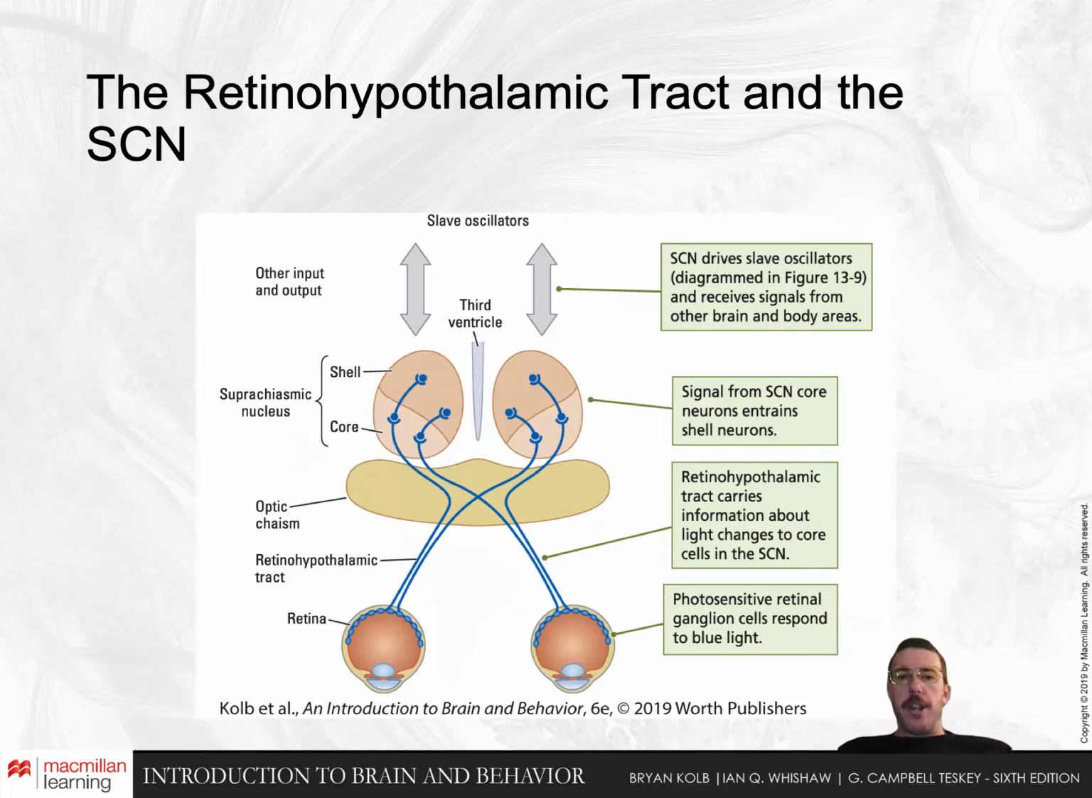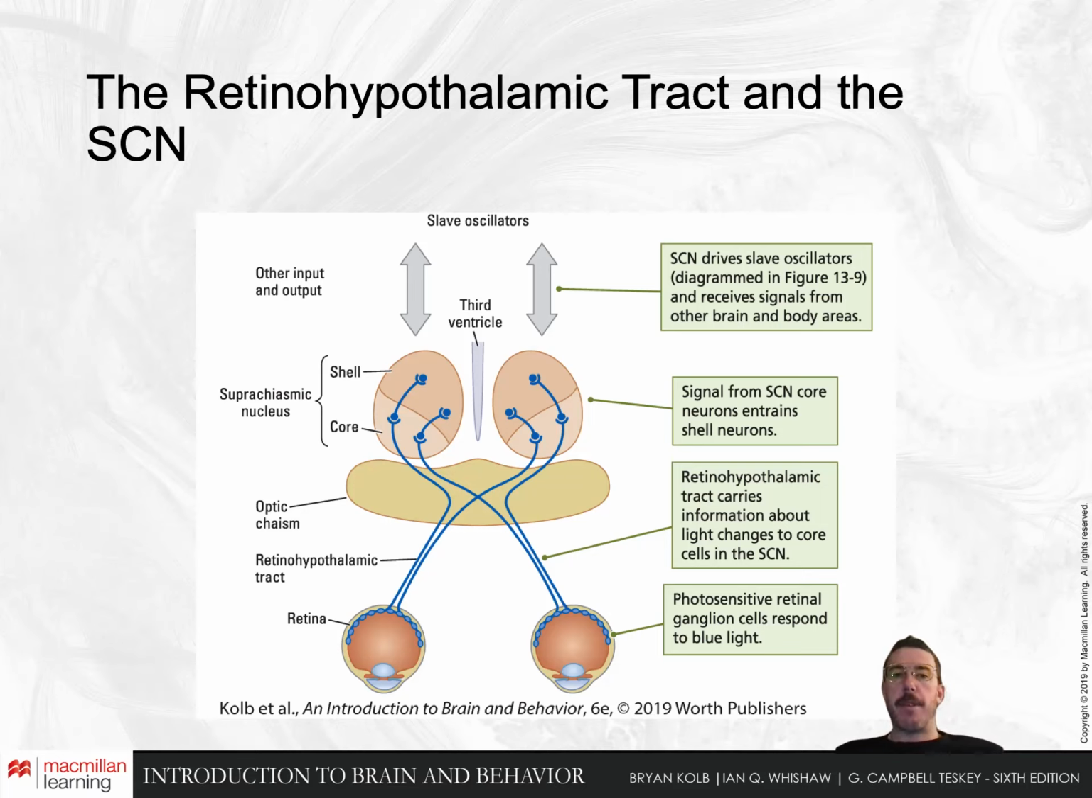So recall from our chapter on vision that there's a visual pathway in addition to the ones we studied called the retinohypothalamic tract. And this retinohypothalamic tract receives input from photosensitive retinal ganglion cells that are different from the other retinal ganglion cells in that they are responsive themselves, not the rods and cones, but them to blue light. And these retinal ganglion cells are even active in people with no rods and cones. They project their axons across the optic chiasm and then into the suprachiasmatic nucleus to an area called the core.